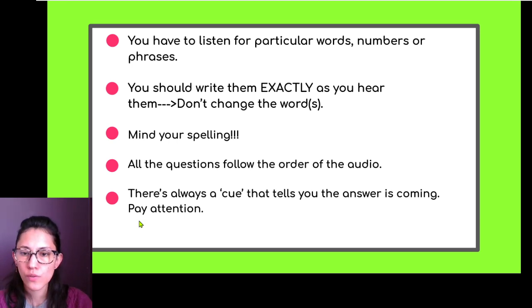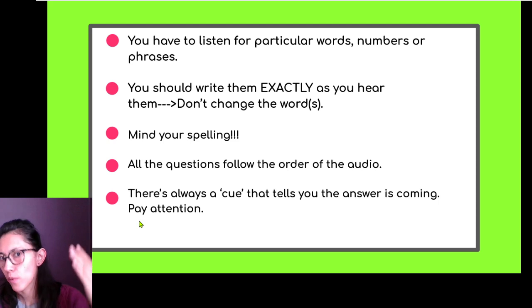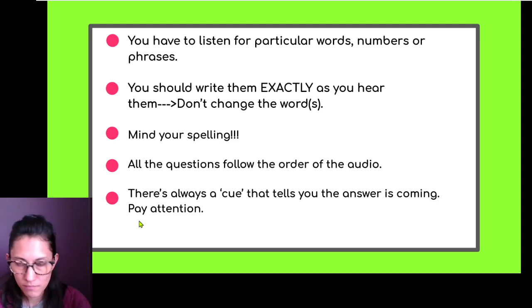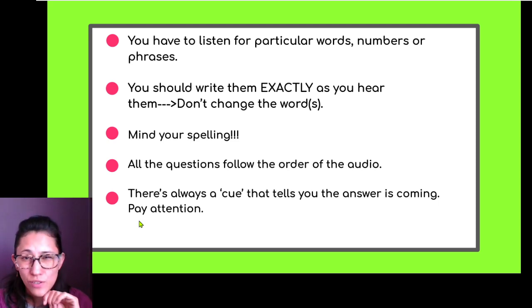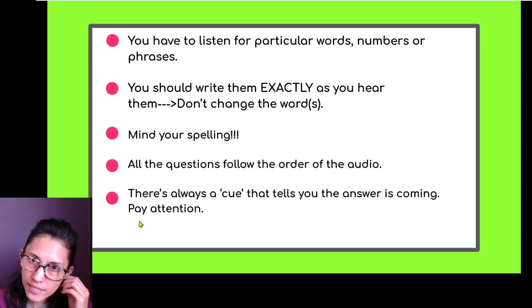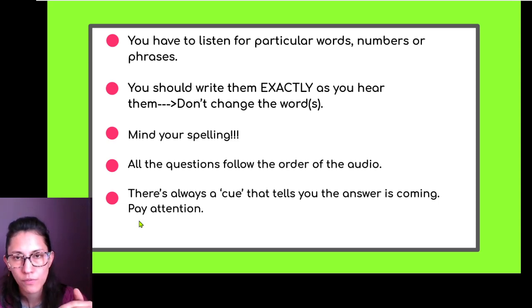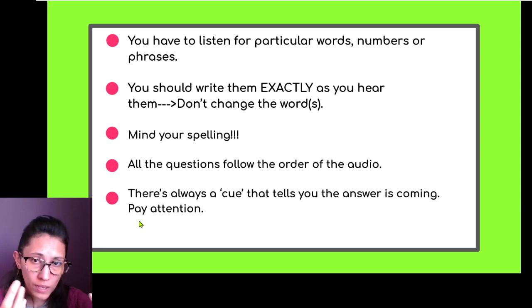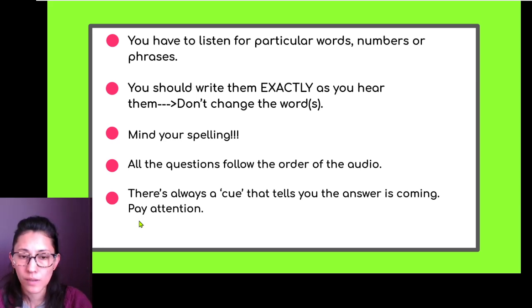All the questions follow the order of the audio. That is to say that the first thing that you're going to listen to is going to be number 1, then 2, 3, 4, 5, and so on, okay? So if you find yourself answering number 6, for example, and you have skipped number 5, but you never understood in what moment 5 was given, that's probably because it was there, you just didn't pay enough attention, okay? Because it was in that order.